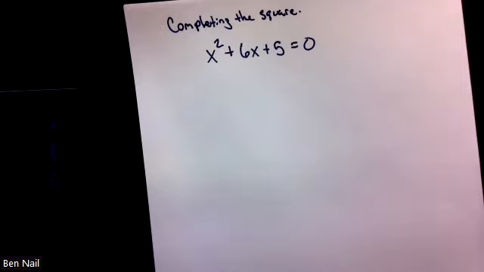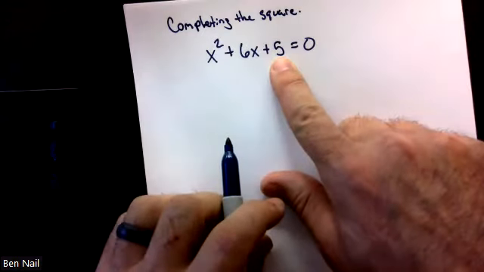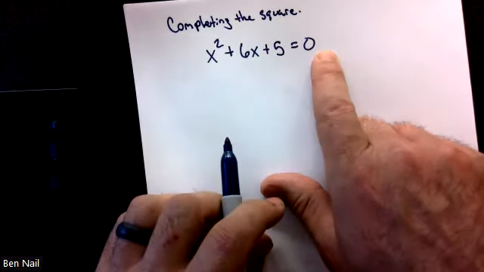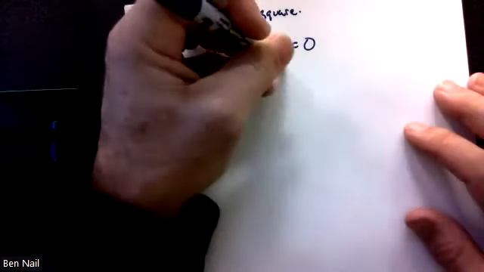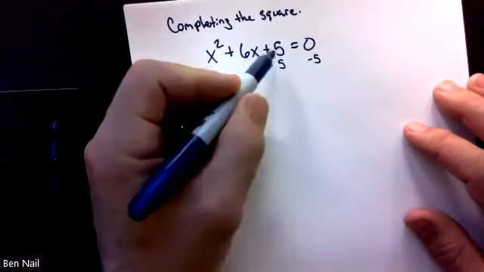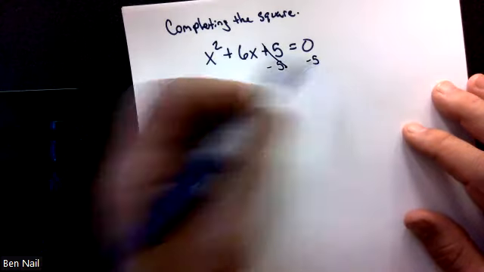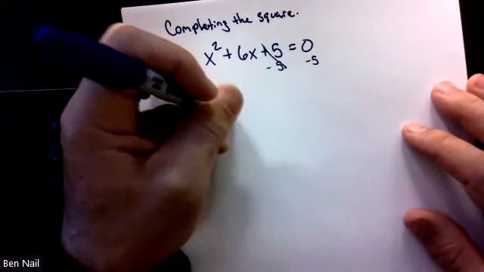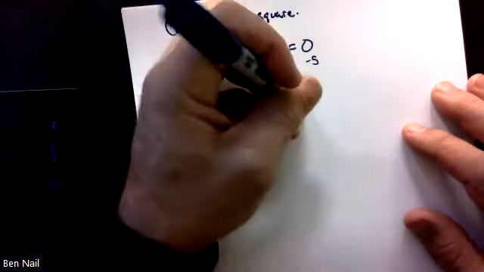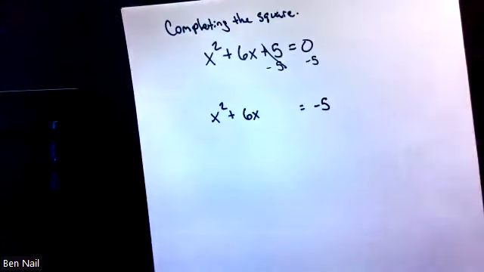Then again, like I said, I'm going to show you in my mind what a different, better method is. So the first step is to move the constant to the other side. So again, we're going to take this +5 and we're going to get rid of it. We subtract 5 from both sides. We get x squared plus 6x equals -5.